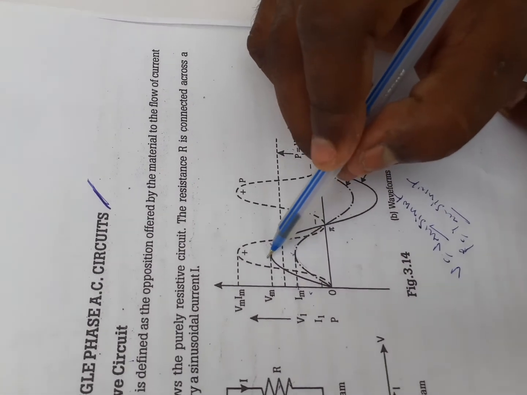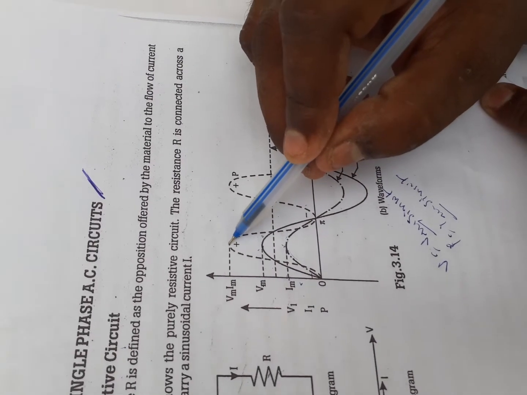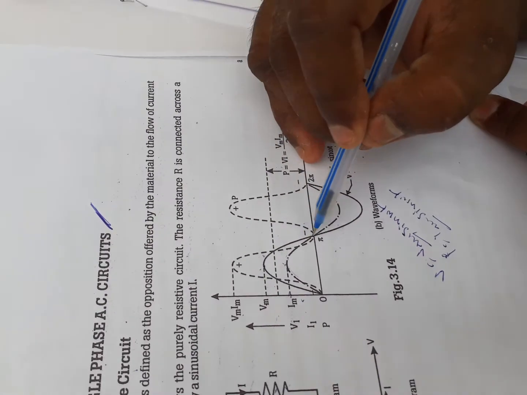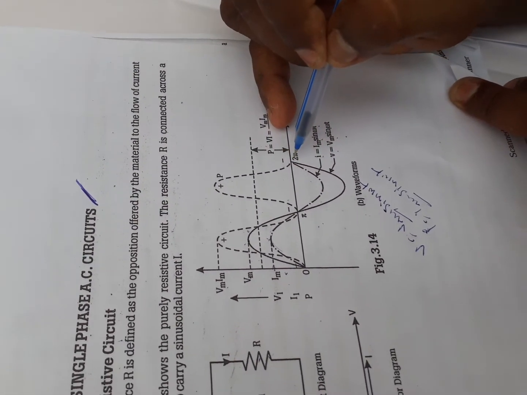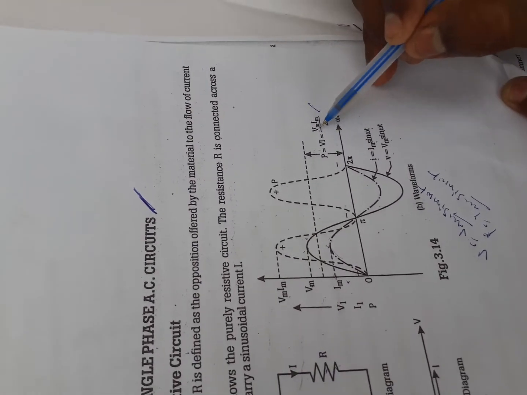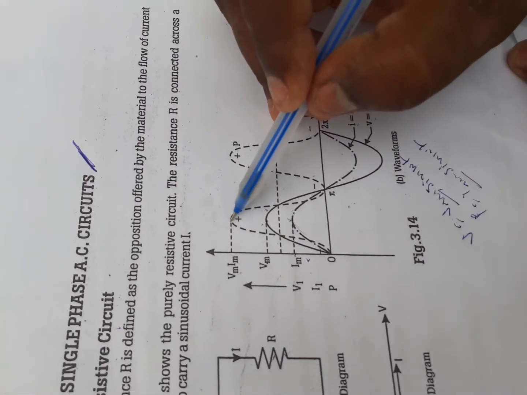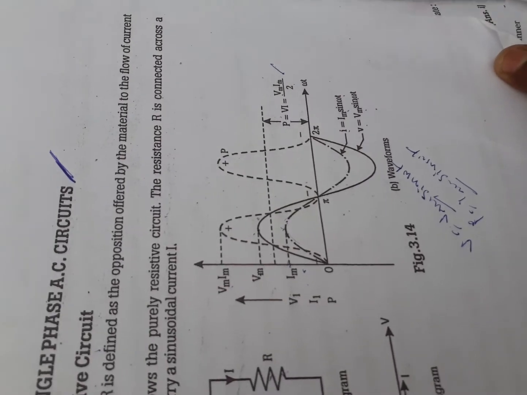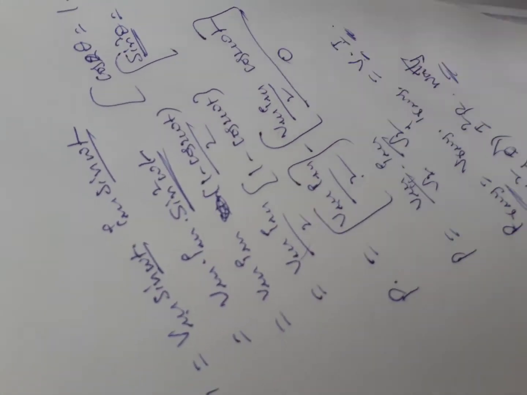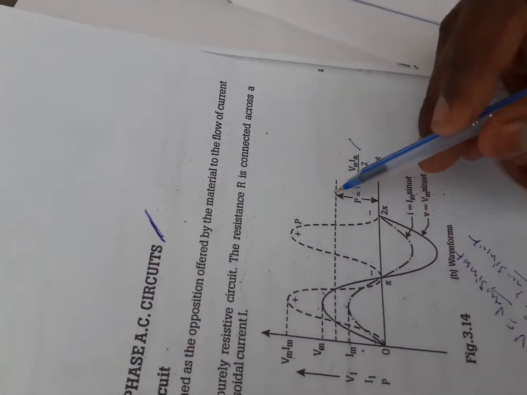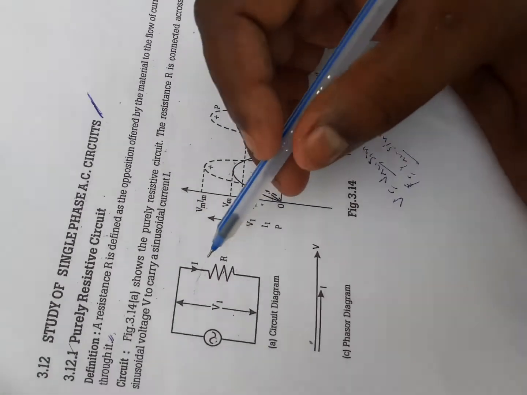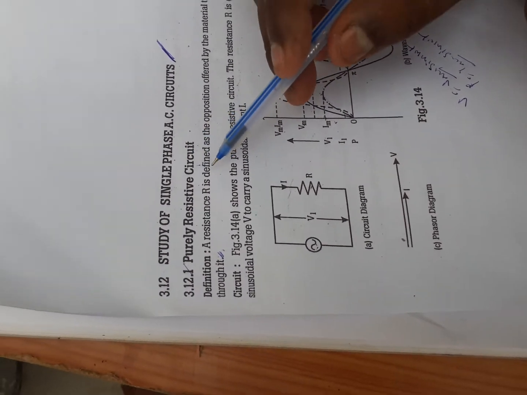And the product of voltage and current gives your power. This is Vm Im. This is the equation for the waveform of power. This is Vm into Im by 2. This is the total Vm Im, but from the equation we already know the power P is equal to Vm Im by 2. So this is the halfway value, and this value is the real power. This is about the purely resistive circuit analysis.